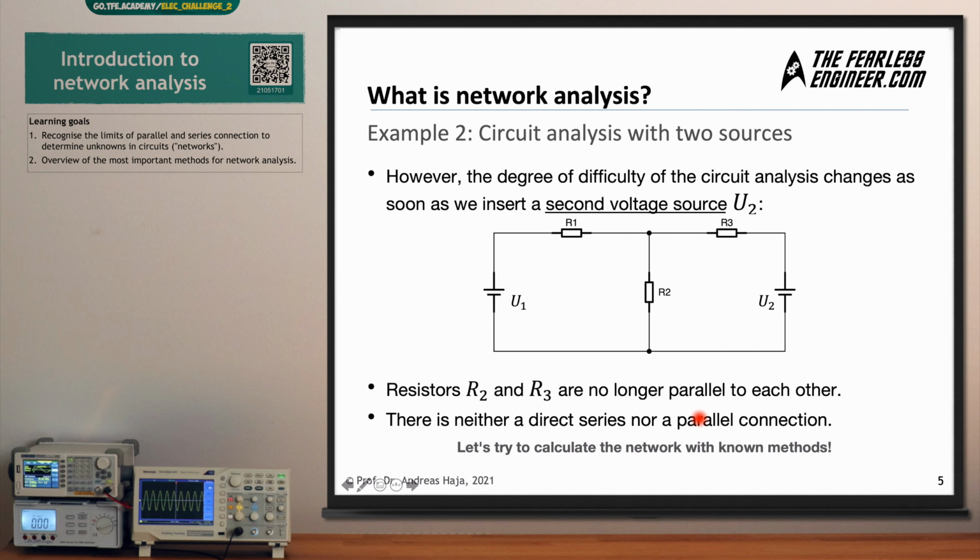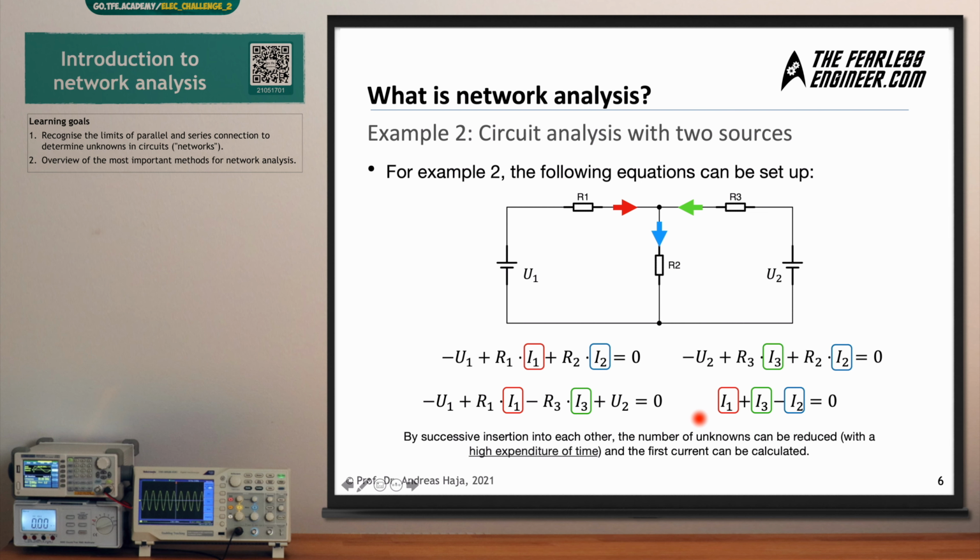Let's try to compute this network with the methods we already have encountered in previous videos. So, for example, let's set up a series of equations for this second example here. We can look at the network and see which rules apply. We have the junction rules, we have the mesh rule already, and if you look at the currents which meet in this junction point here, we have the current running through R1, the current leaving through R2, and we have another current, the green arrow here, entering this junction point from the direction of R3.